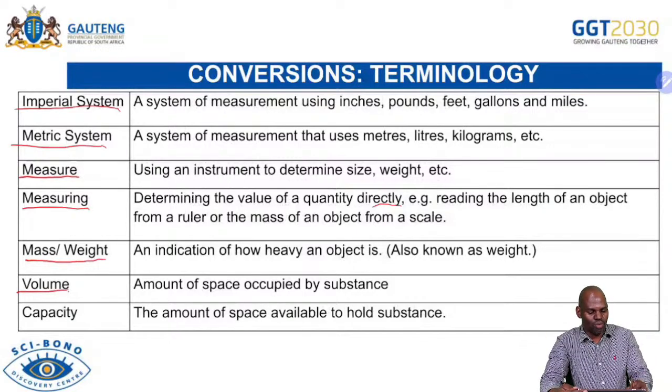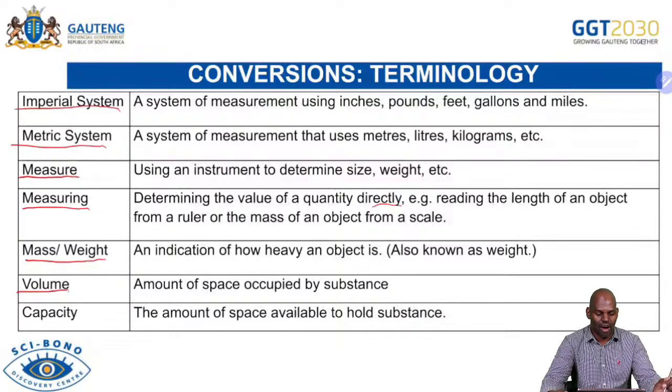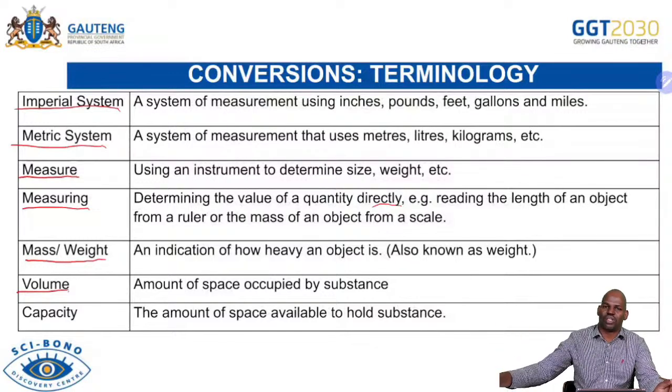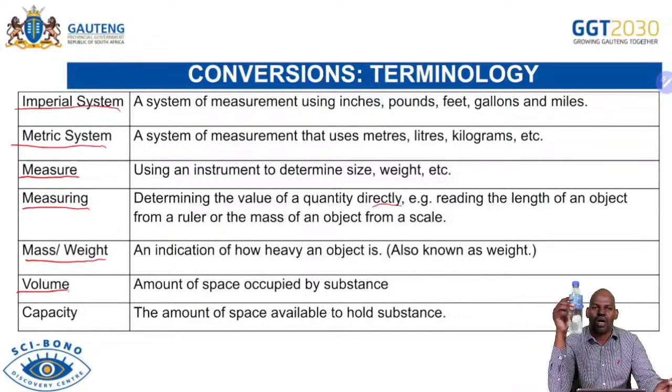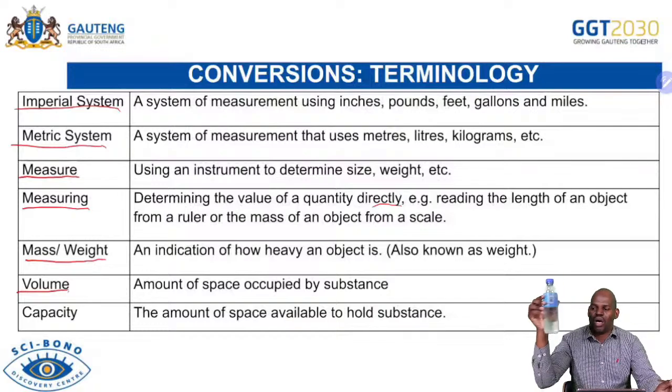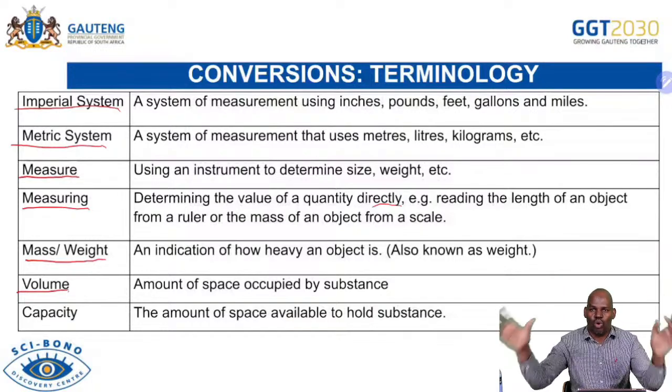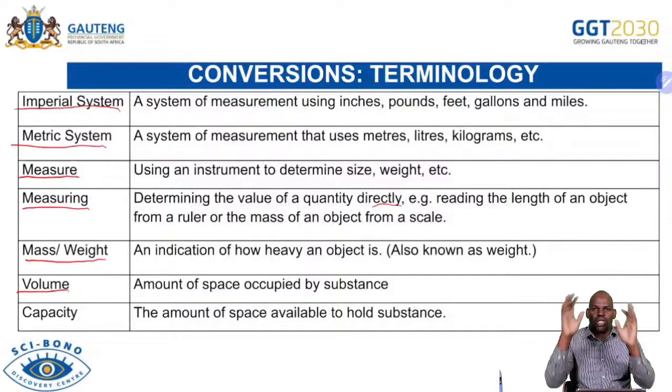Of course, we've got volume, which is an amount of space occupied by a substance. Like for instance, I've got this bottle in front of me. I'm in a studio now. The amount of space that is occupied by this bottle in the studio, that is a volume. The amount of space that is occupied by your whole body in the classroom, it's called a volume.